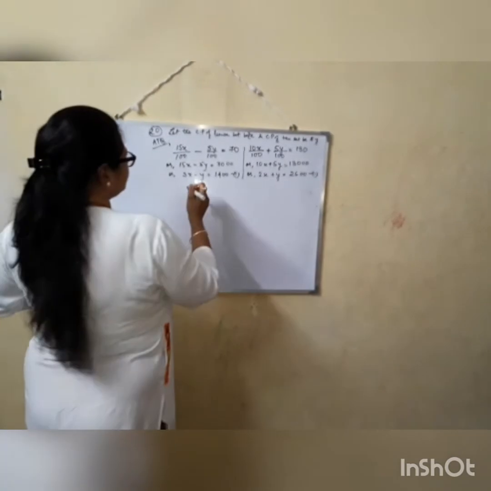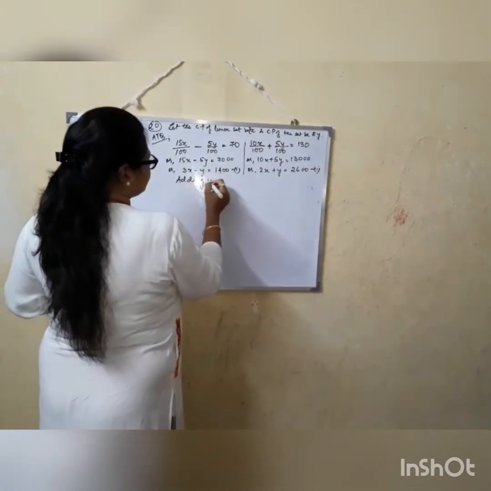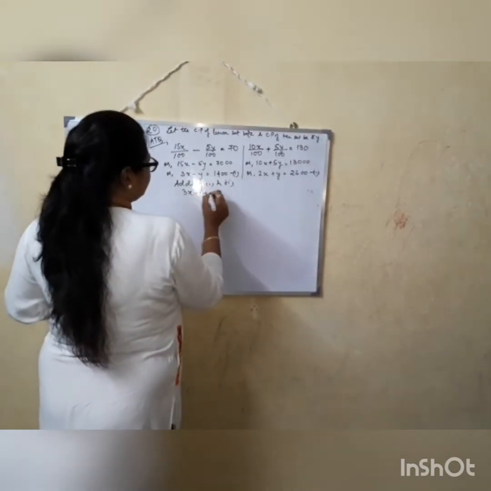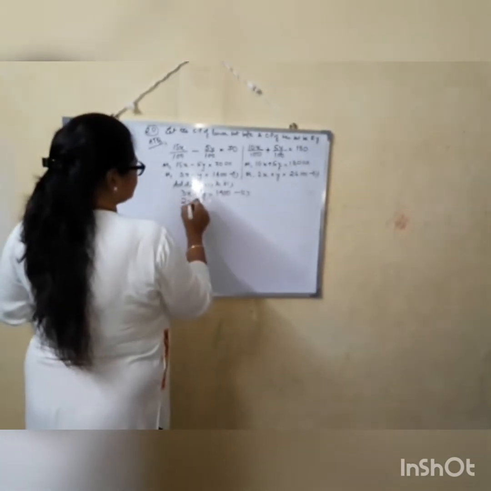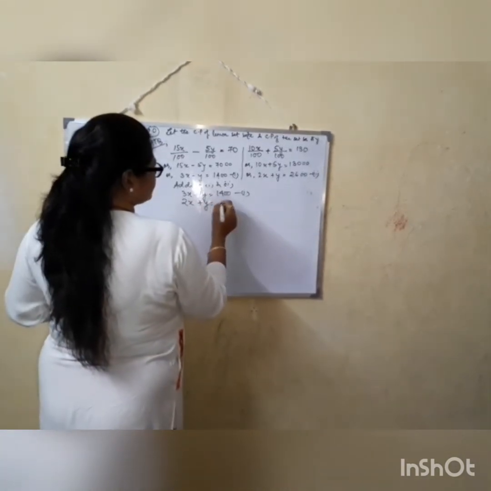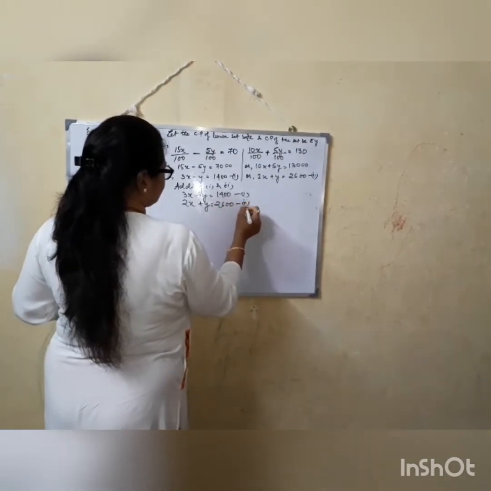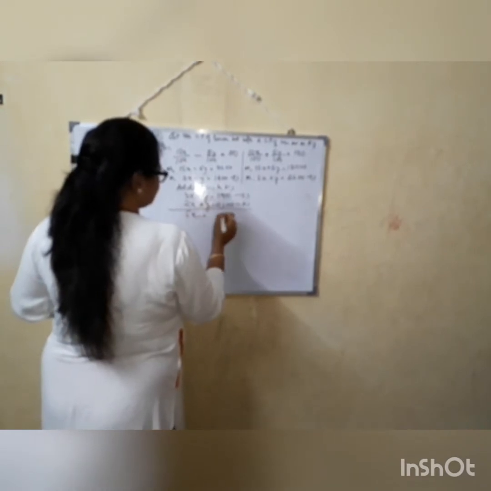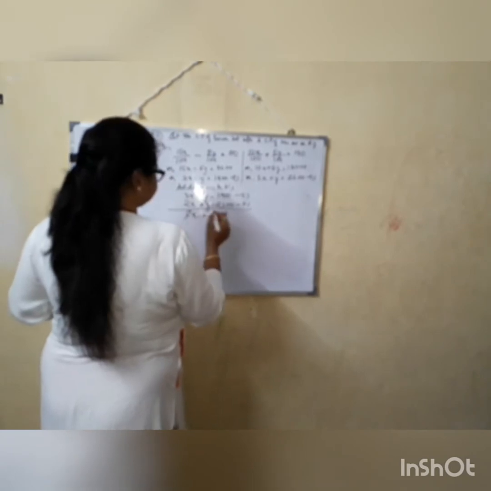Now what we do? We simply add. Adding 1 and 2, 3x minus y equal to 1400 and 2x plus y is equal to 2600. We get 5x is equal to 4000.